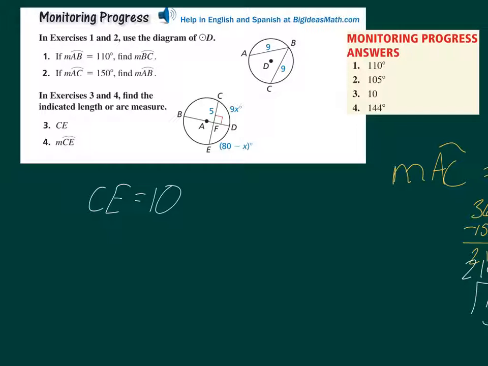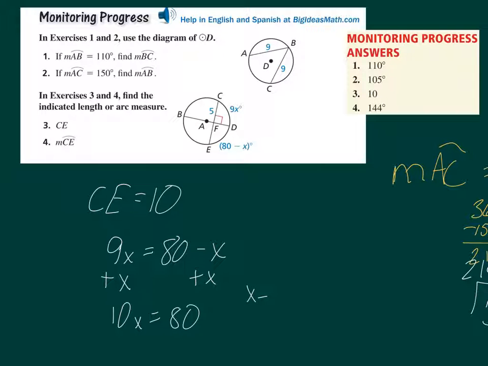So now we want to do the measure of arc CE, and again, we know those two things are bisected. Do not assume that that semicircle gives me the arc of 180 degrees. The only arc that's 180 degrees is the arc of the diameter. The only way I can find this is if I set 9x equal to 80 minus x. I add the x to both sides. I get 10x equals 80.